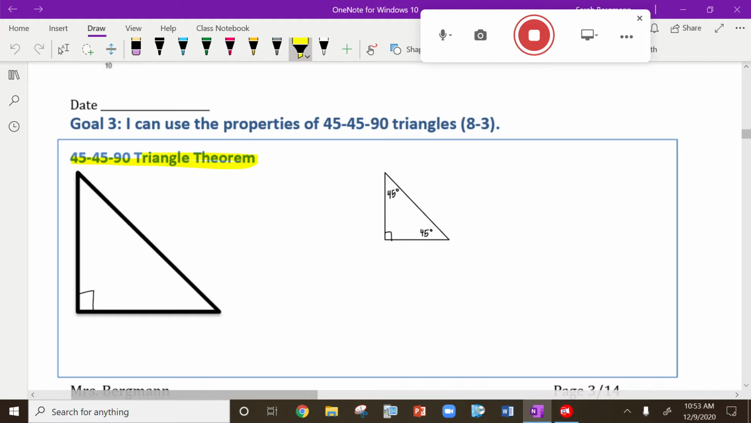Today we are going to be talking about 45, 45, 90 triangles. We have something called the 45, 45, 90 triangle theorem, and basically a 45, 45, 90 triangle is a special triangle because it appears a lot.